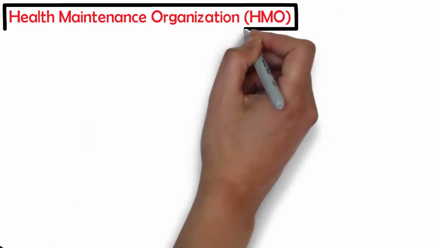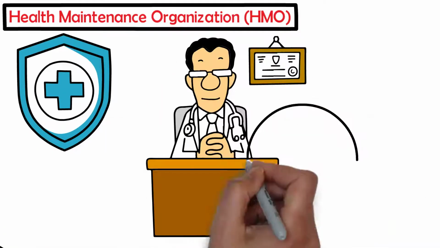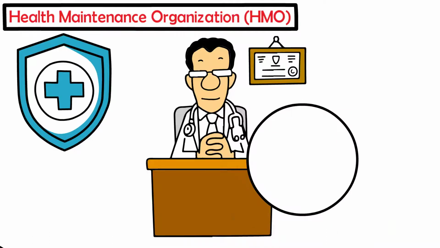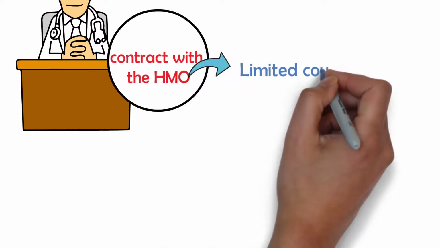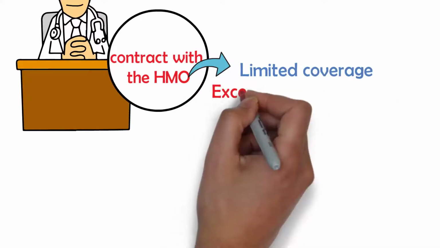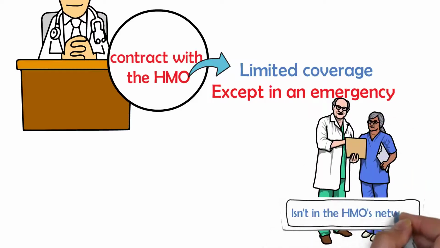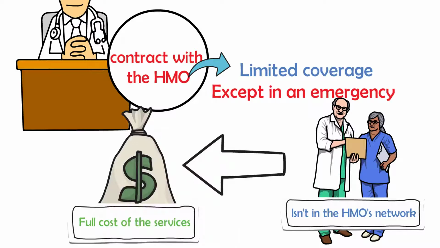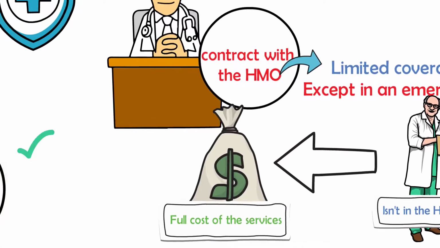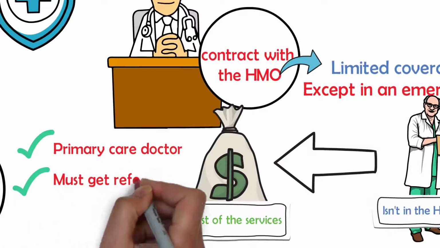Health Maintenance Organization, HMO. A type of health insurance plan that usually limits coverage to care from doctors who work for or contract with the HMO. An HMO generally won't cover or has limited coverage for out-of-network care, except in an emergency. If you use a doctor or facility that isn't in the HMO's network, you may have to pay the full cost of the services you get. HMO members usually have a primary care doctor and must get referrals to see specialists.